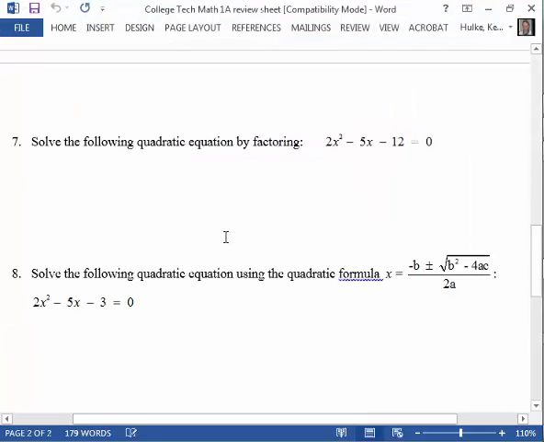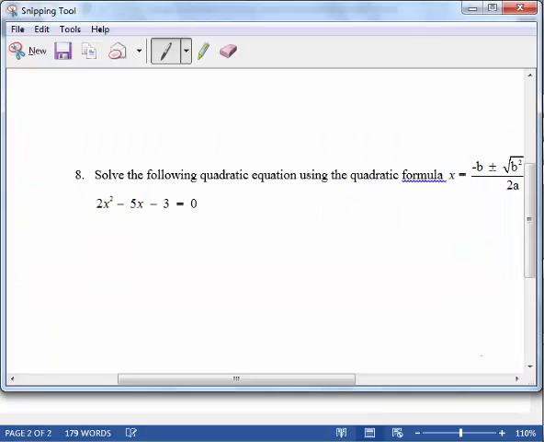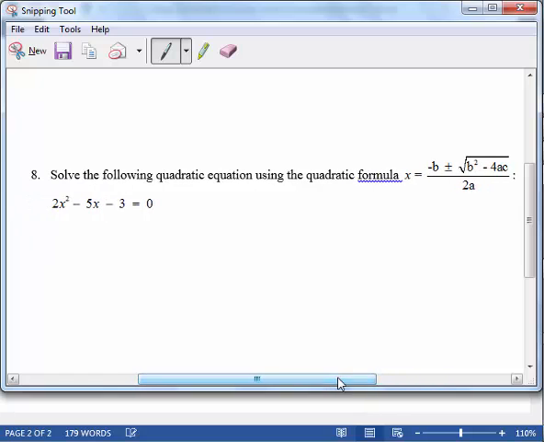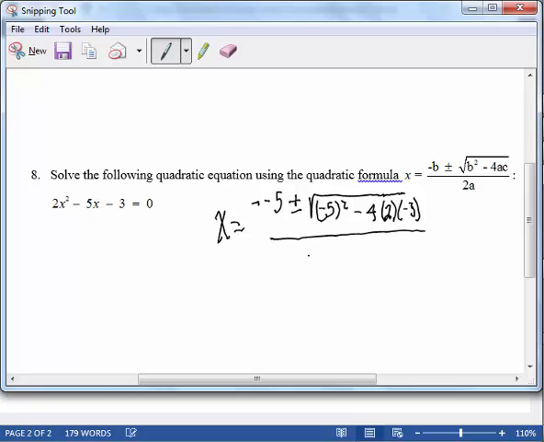This one comes from section 12.2 on page 3. Solve using the quadratic formula. So x equals negative b, so negative negative 5, plus or minus square root of negative 5 squared minus 4 times 2 times negative 3, over 2 times 2.